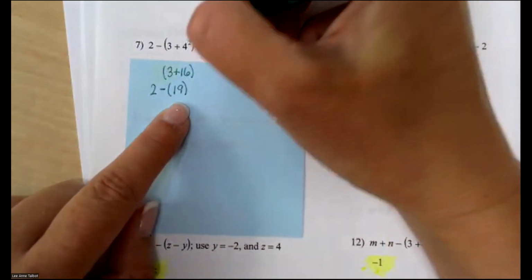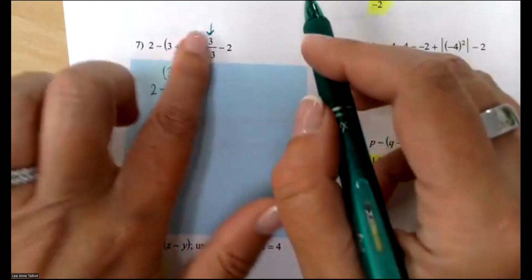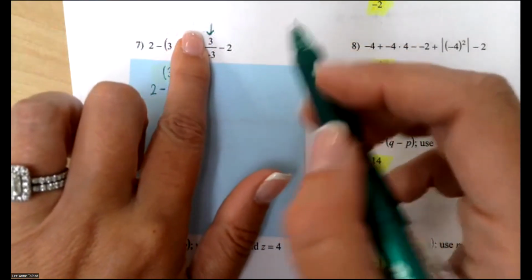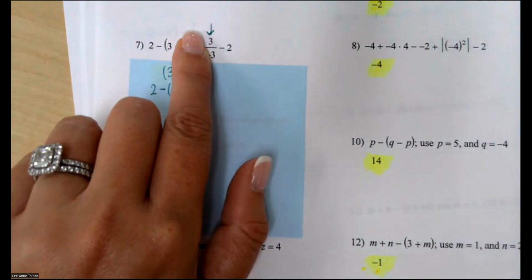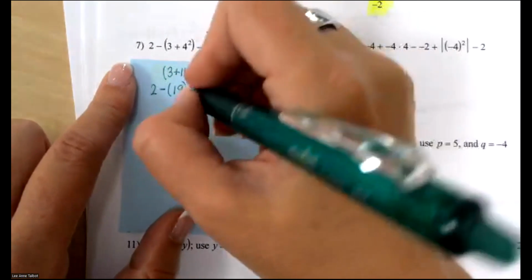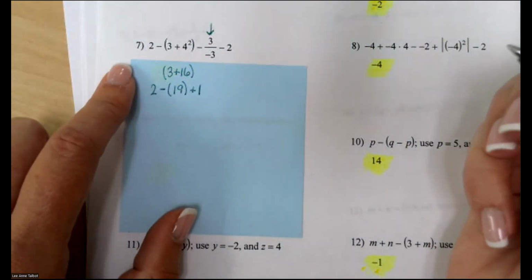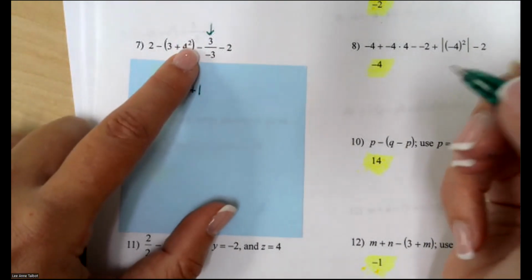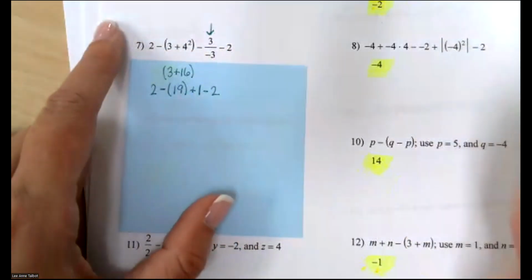Okay, now this part right here is also really tricky. So I want you to ignore the signs for a second. What is 3 divided by 3? 1. Okay, and then these two negatives cancel each other out, so that becomes plus 1. I bet some people probably put minus 1 there and then minus 2.